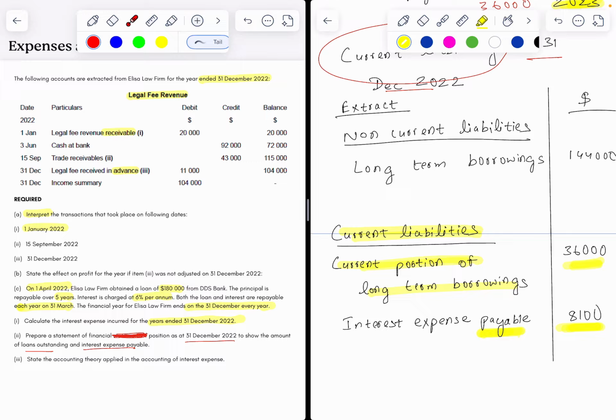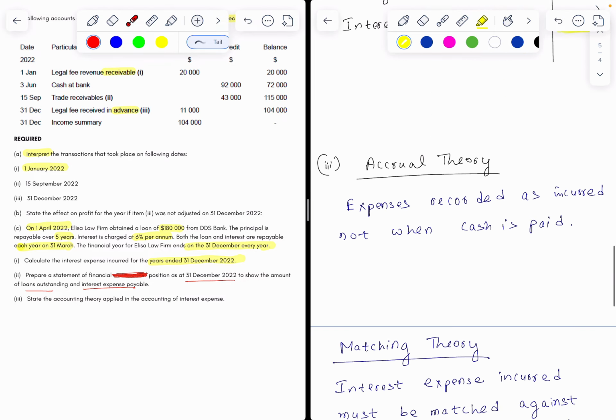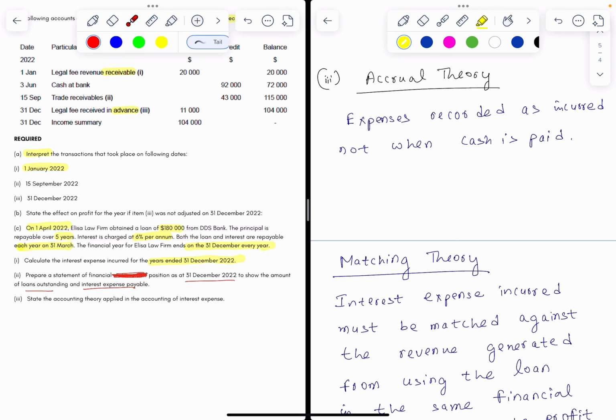And also in the non-current liabilities section, if the short-term repayment is $36,000, then the long-term debt that still remains is $144,000, and this debt is to be paid off after 12 months, which is a long time, right? So you can confidently classify the remainder $144,000 as a non-current liability. Okay, so next question, the last question: state the accounting theory that we have applied for interest expense.